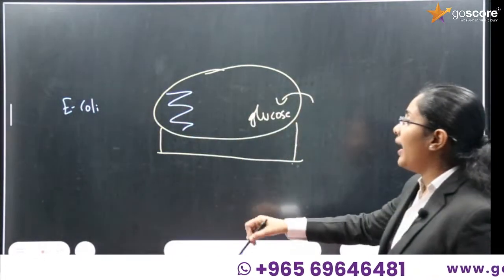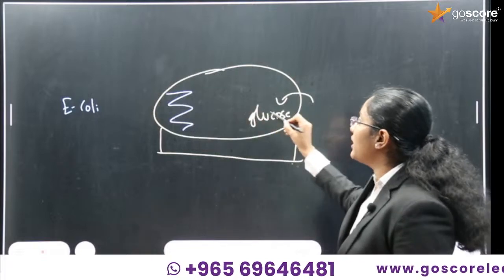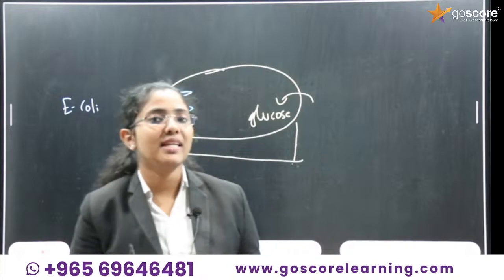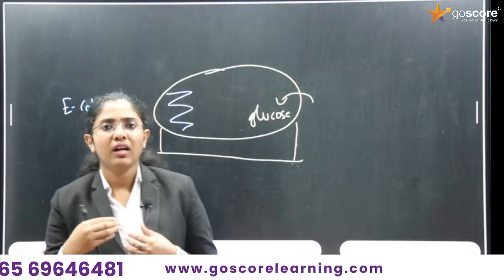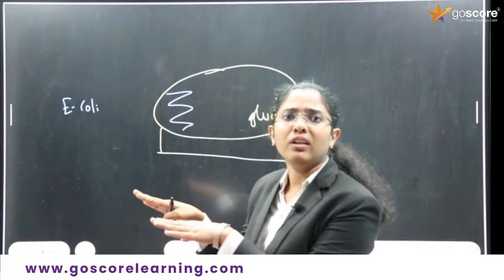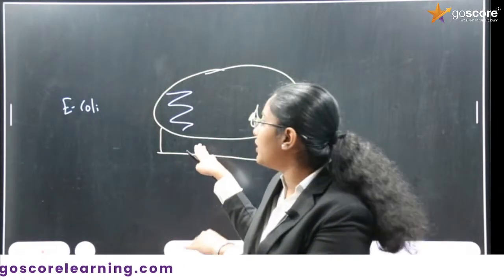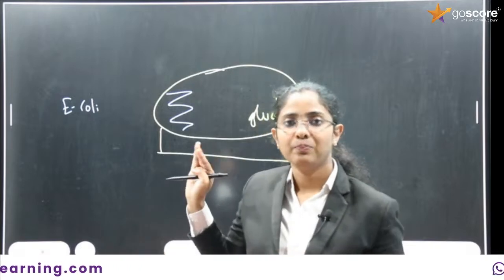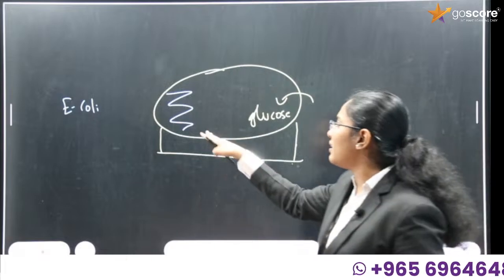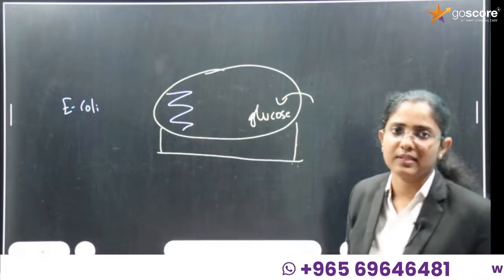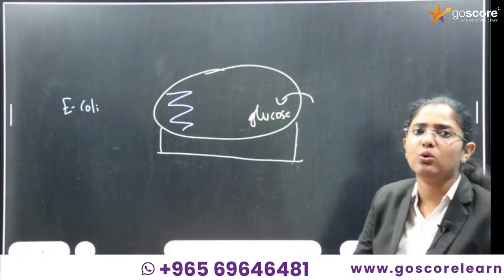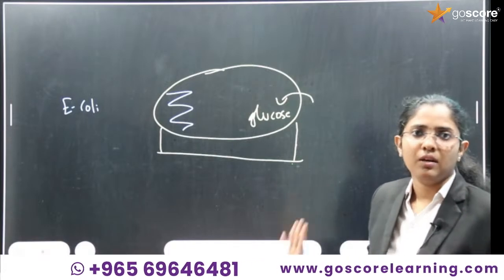If I allow this bacterium to grow in the presence of glucose, it will take glucose as its nutrient, right? We need food for nourishment and growth, and the same is true for E. coli. For their growth, development and reproduction, they require glucose. So the glucose is finished; they have utilized all the glucose present inside the plate.